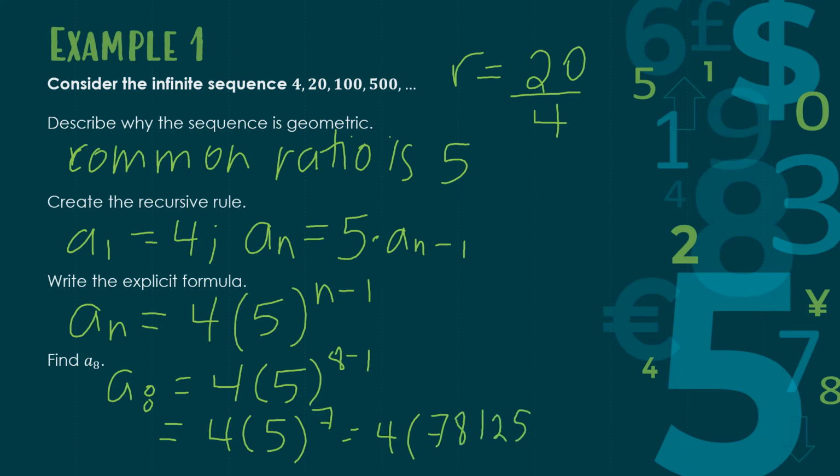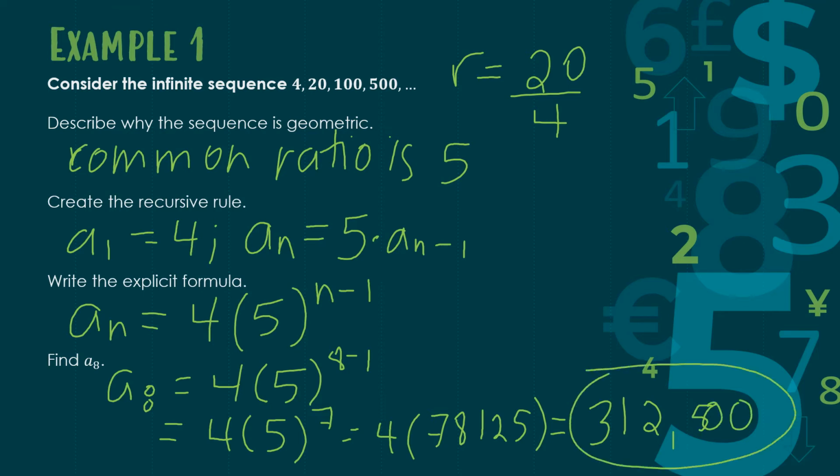78,125. And then you're going to do that by 4. And so you should get 312,500. What you're going to notice about your terms is they're either going to get large very quickly or small very quickly because, again, it is an exponential function.